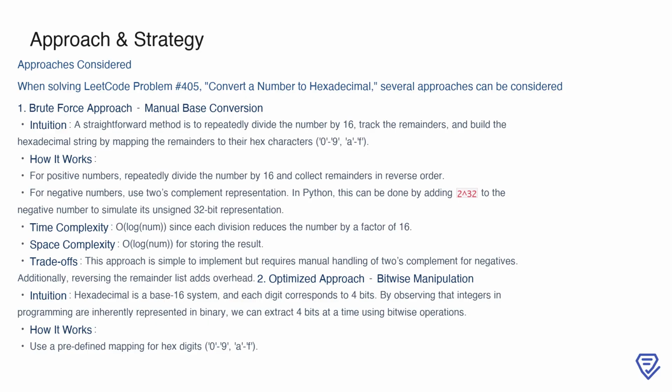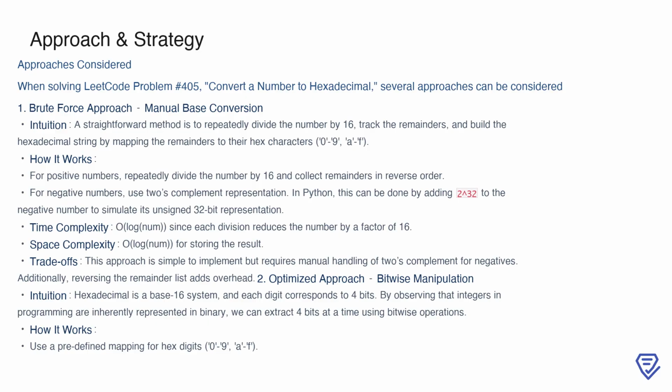For negative numbers, you simulate their unsigned 32-bit representation by adding 2 to the power of 32 to the number, which effectively converts it to 2's complement form. While this approach is simple and intuitive, it has some drawbacks, like the need to manually reverse the list of remainders and handle negative numbers explicitly. It has a time complexity of O(log number), because each division reduces the number by a factor of 16, and a similar space complexity. However, the overhead from reversing the list and manual handling of 2's complement can make it less efficient compared to other methods.